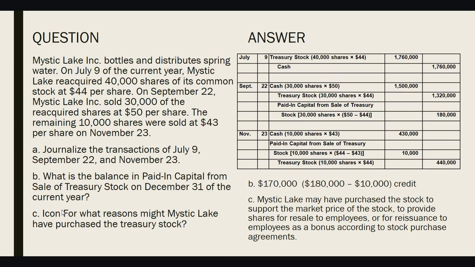All right, so the next one we have is Bottles and Distributions, distributes water. We want to journalize the transactions of July 9th, September 22nd, and November 23rd. Here we're dealing with treasury stock, and there are a few things we need to remember. Treasury stock must always be listed at cost. What did we purchase it for originally off the open market? And we keep track of that.